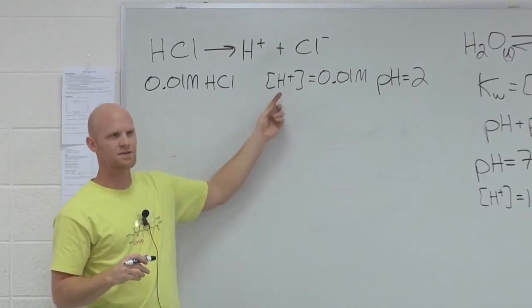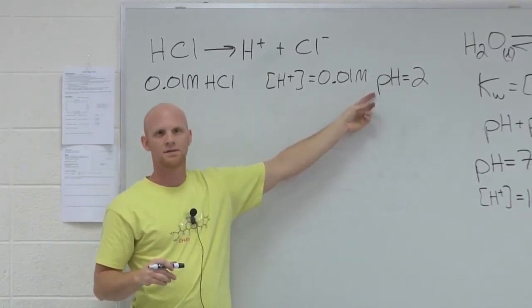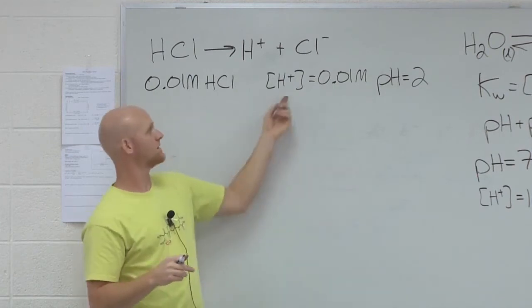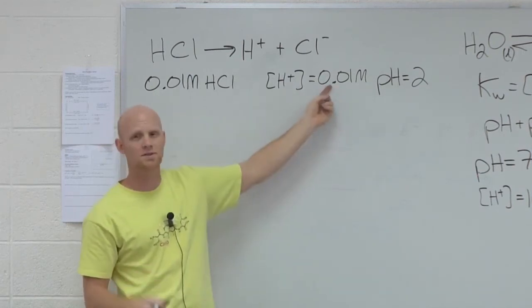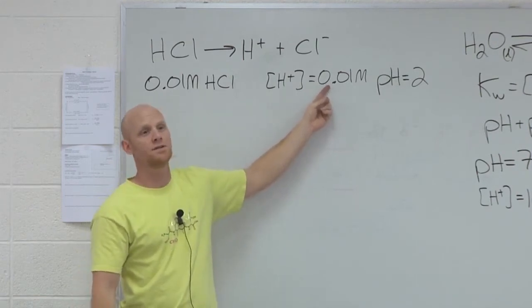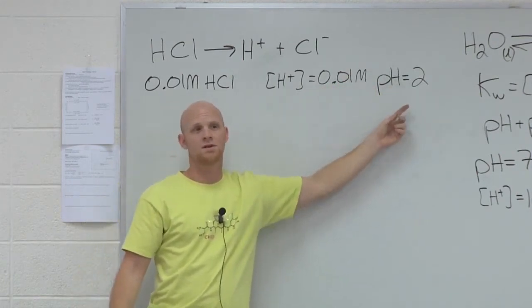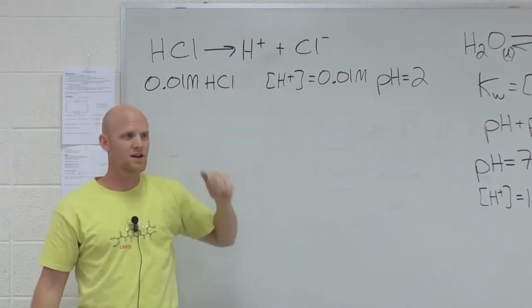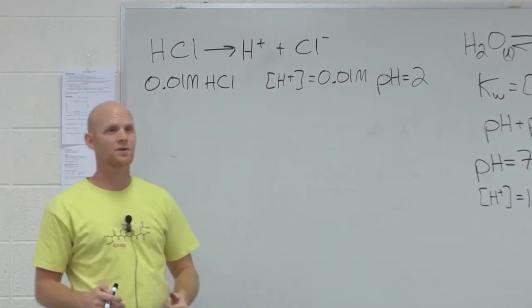How did I get that? Well, what is the definition of pH? Negative log of H plus. So I just took the negative log of 0.01. 0.01 is the same as 10 to the negative 2. If you take the negative log of that, that's why you get 2. So it was a nice round number. Had I not given you a nice round number, I would have needed a little help from your calculator as well.